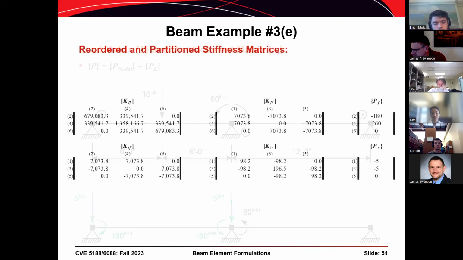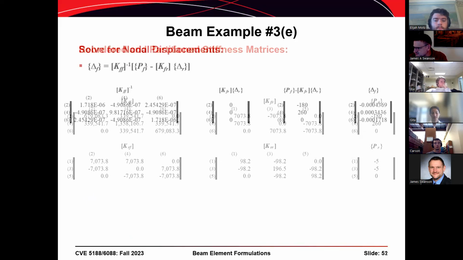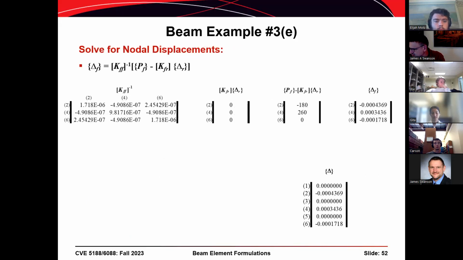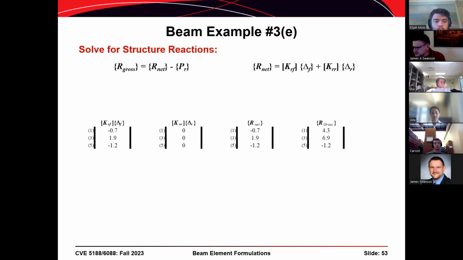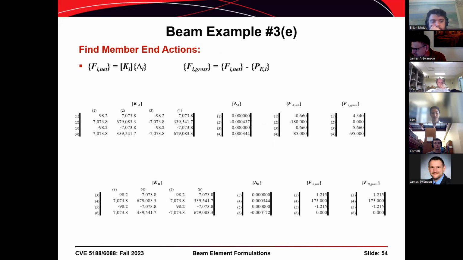Then we can go through and subdivide and partition the matrix, invert the stiffness matrix, solve for our free degrees of freedom. We can repopulate for the restrained degrees of freedom, solve for the reactions, and then we can go back and solve for our member forces. Now, for our member forces, we have one more step because we have the possibility of having equivalent end actions. These are the values that we get out of our matrix operations. So we take the stiffness matrix multiplied by our displacement matrix, and that is equal to F sub I net, where I is either for member A or for member B.